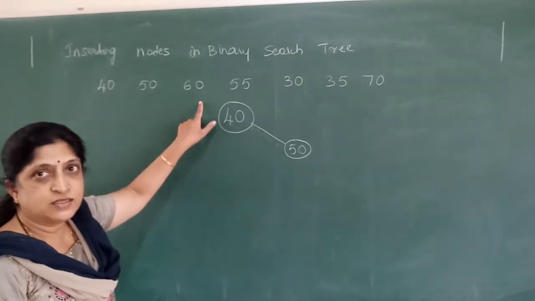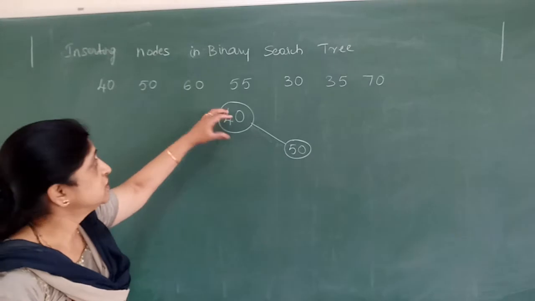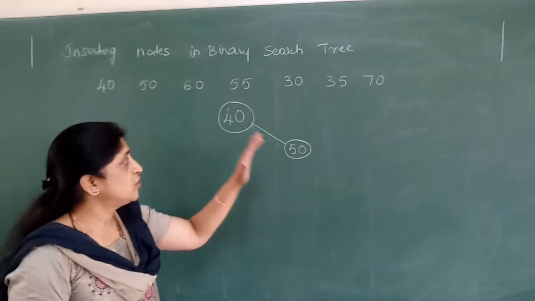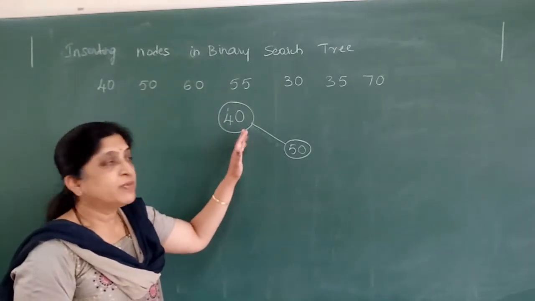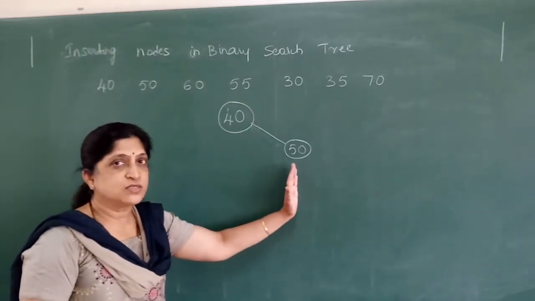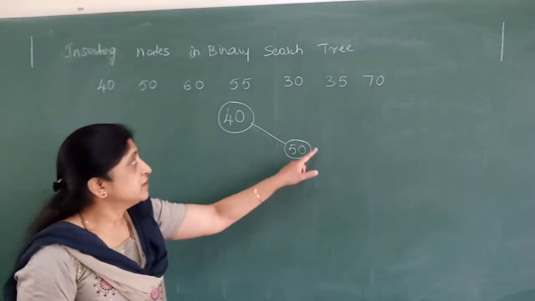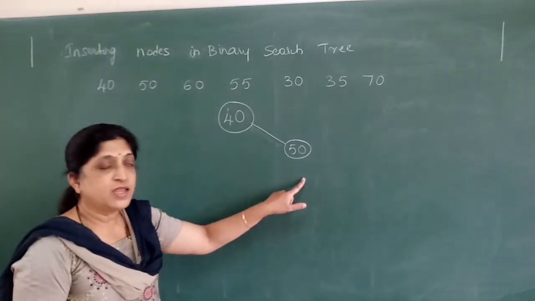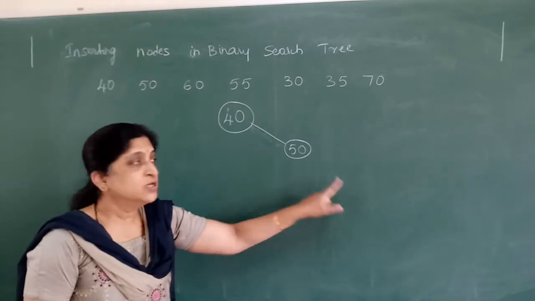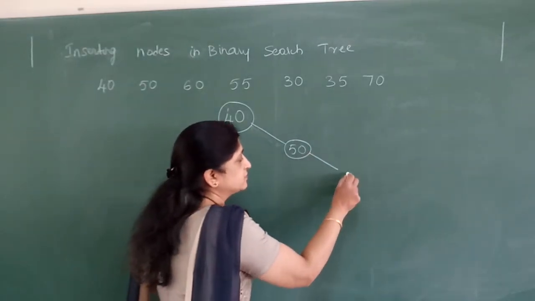Next I want 60 to be inserted. Then 60 is greater than 40, so 60 has to be in the right subtree of 40. But this already has a right child, so just traverse down and check where to insert this new node. Then 60 is greater than 50 and 50 does not have a right child, so we can insert 60 as a right child of 50.